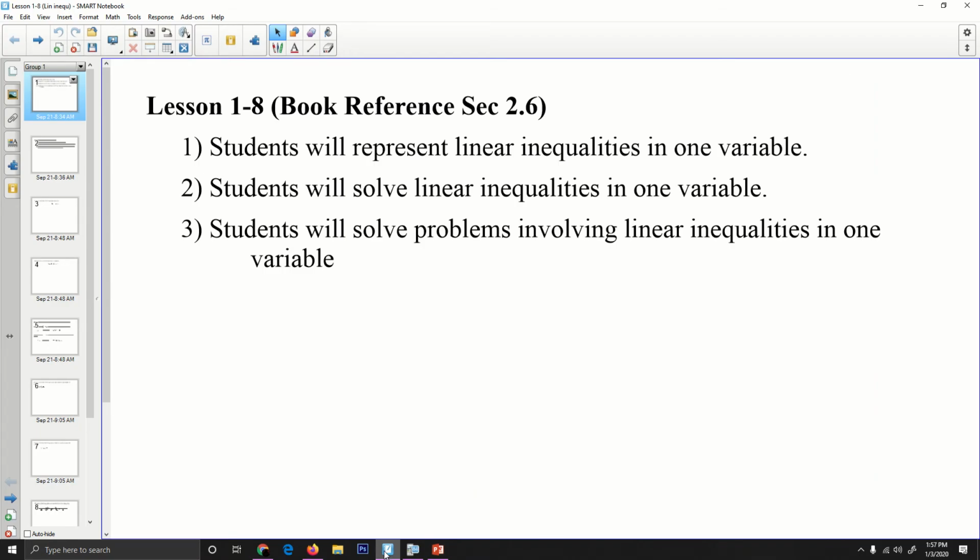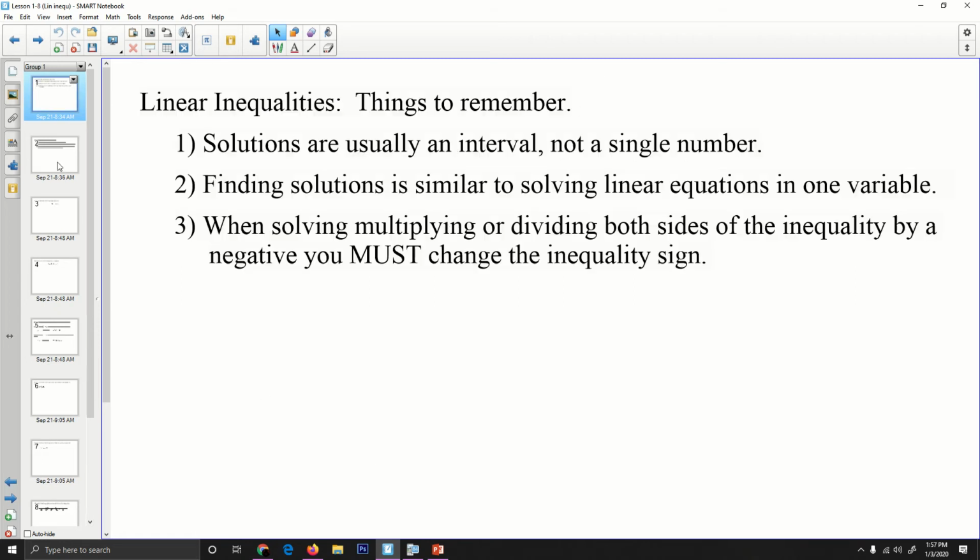Today, we are going to represent linear inequalities in one variable, and the students are going to solve linear inequalities in one variable. Students will solve problems involving linear inequalities in a single, or just one, variable. So what does that mean?